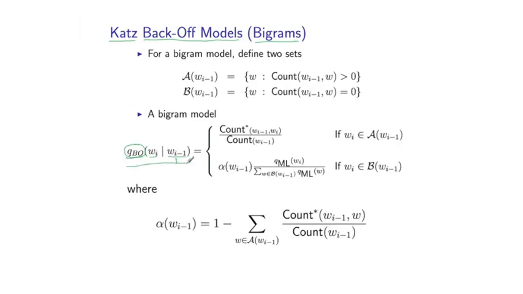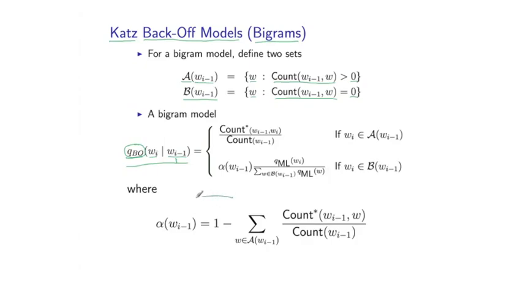Okay, so for a particular word w_{i-1}, I'll define two sets. Big A of w_{i-1} is the set of words whose bigram count is greater than 0. So for example, for the word "there", it would be the 10 words that I'd shown you on the previous slide. In contrast, B of w_{i-1} is the set of words for which the count is equal to 0. So this is the set of words which are never seen following the particular word we're interested in.